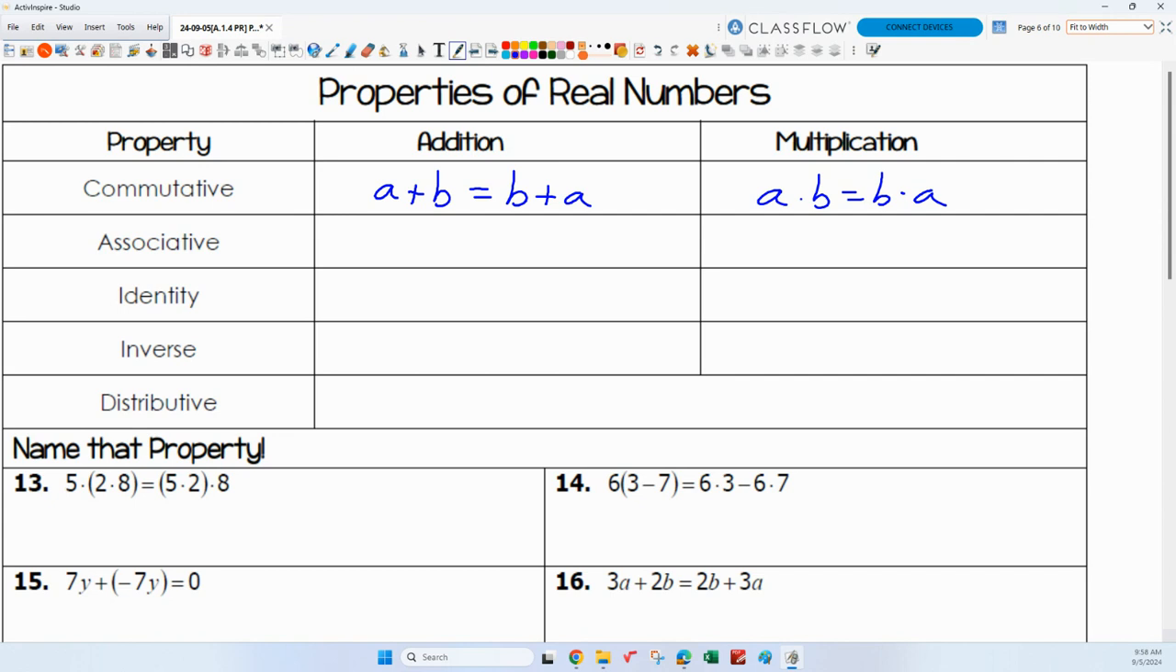Okay, associative property, what'd you get? Somebody. Yes, sir. Okay, so what do I need to do to this? Okay, so I could put parentheses around it. So we call that a quantity. So A plus the quantity B plus C equals.